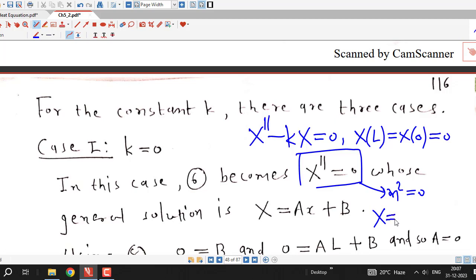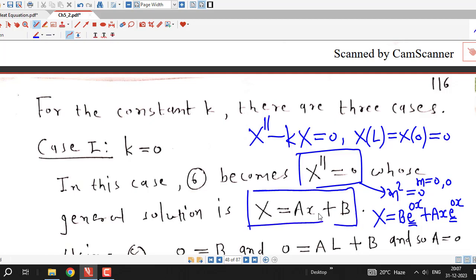Therefore we have m equal to 0, repeated roots 2 times. That means I have X equal to some constant, say b, into e raised to 0x, plus some other constant, a, into e raised to 0x. But e raised to 0x is repeated, so here I multiply by x, and e raised to 0x is 1. Therefore capital X is a into x plus b. This is the general solution of this differential equation, d square X by dx square equal to 0.